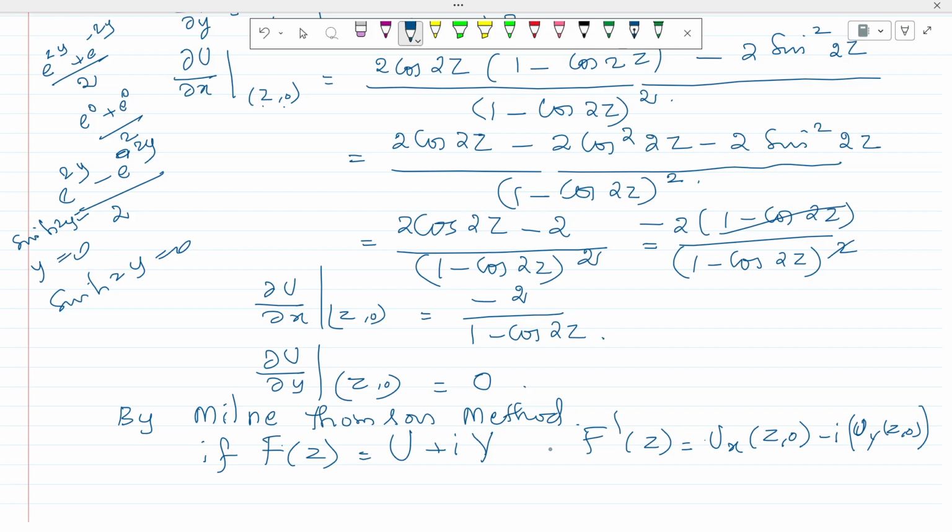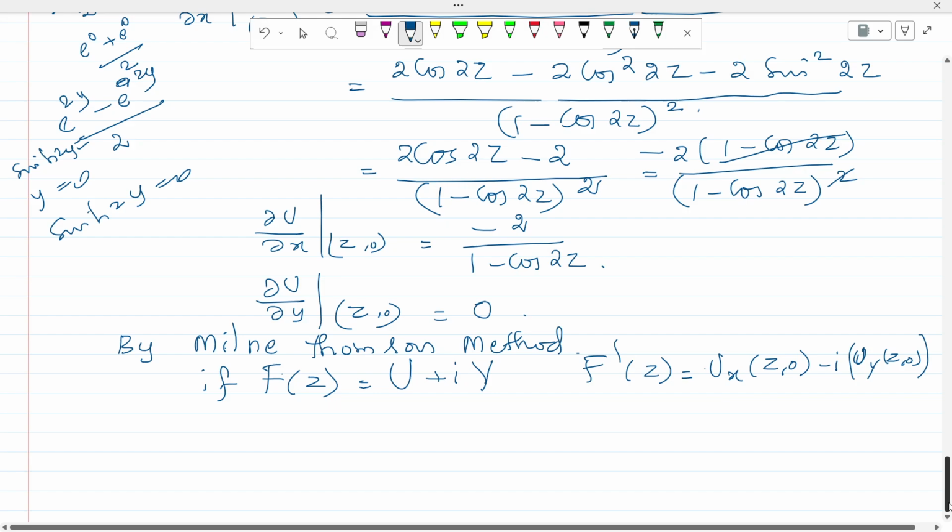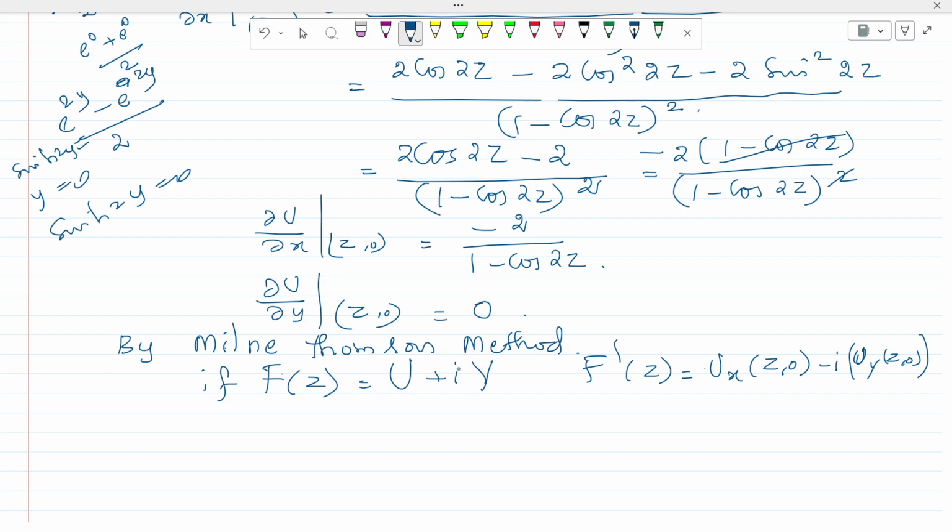The procedure for the Milne-Thomson method, you have to remember. It is very, very important. When the real part is given, this is the formula for f dash of z. In case the imaginary part is given, what is the formula? F dash of z equals Vx of (z, 0) plus i into Vy of (z, 0). In the middle, plus will come if the imaginary part is given. If the real part is given, in the middle minus is there.